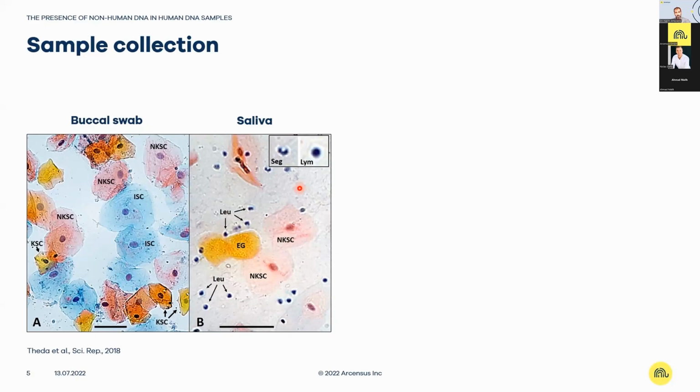And what is important to know is that although the cells are very big, the most important part of the cell that we are interested in is actually those blue-shaped particles that we see there, because that's eventually the core of the cell that contains the DNA sample that we are interested in. And it's the same thing for the leukocytes that we see in the saliva section.